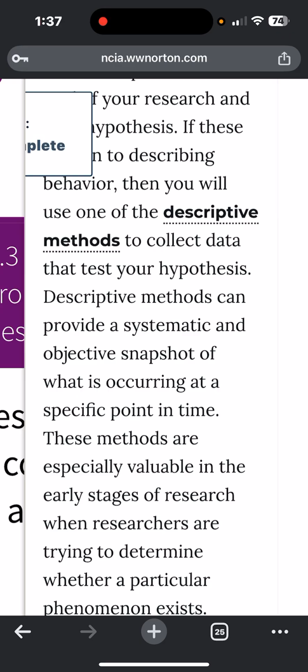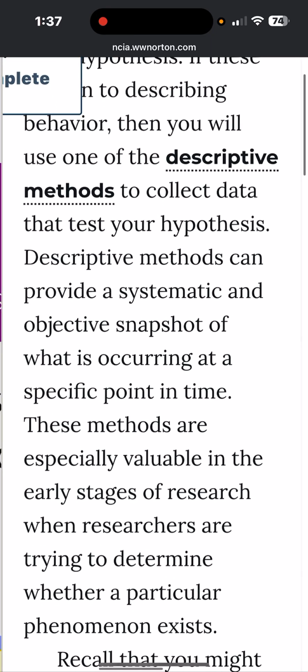Descriptive methods can provide a systematic and objective snapshot of what is occurring at a specific point in time.